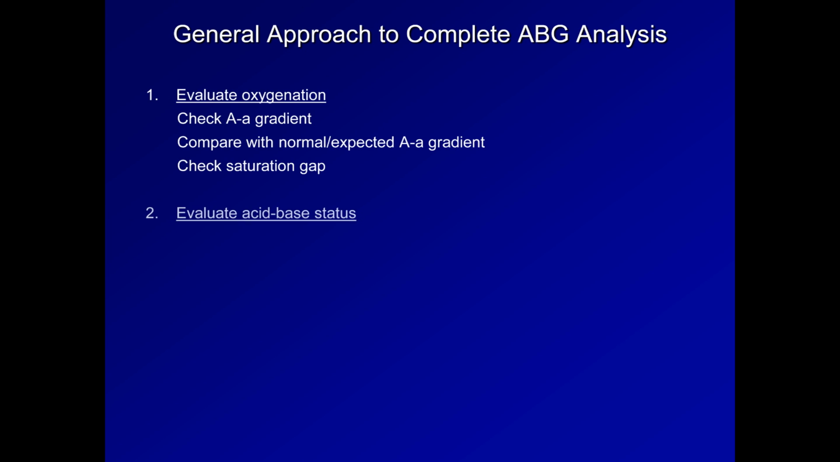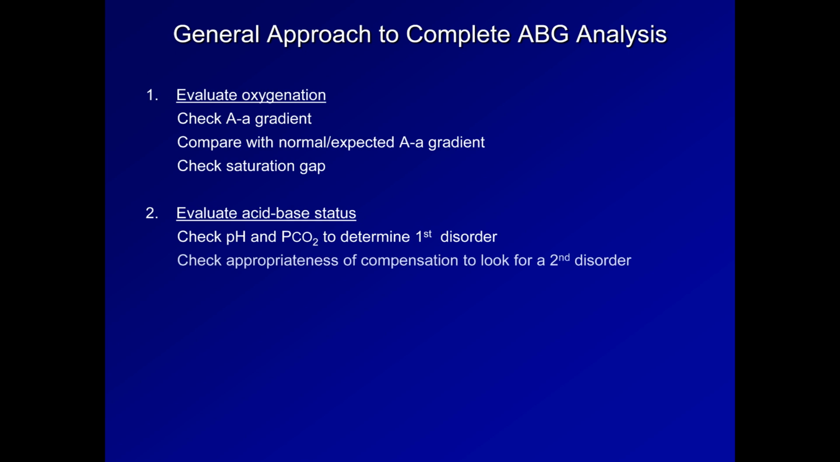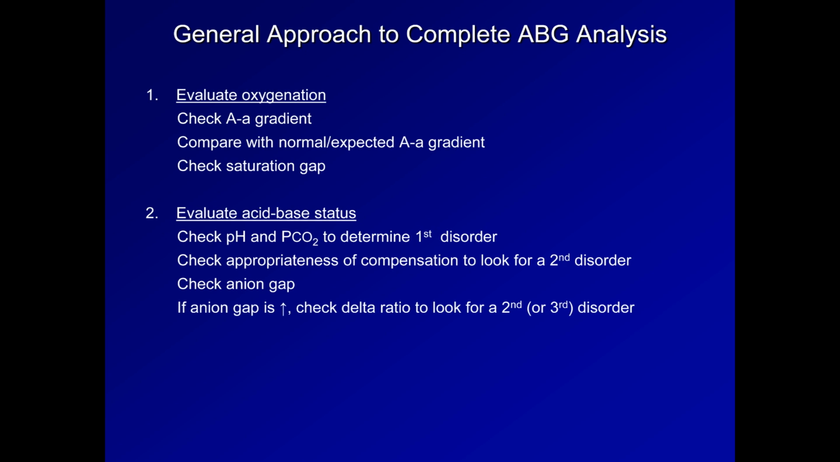Part 2 is to evaluate acid-base status. The first steps here are to check the pH and the PCO2 to determine the first disorder. Next, check the appropriateness of compensation to look for a second disorder. Then check the anion gap. Finally, if the anion gap is elevated, check the delta ratio to look for a second or third disorder.